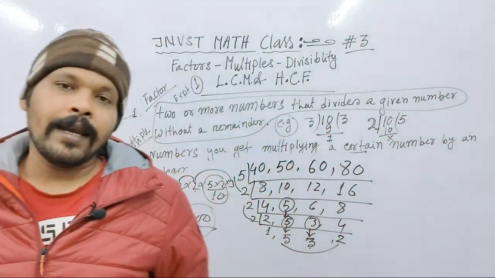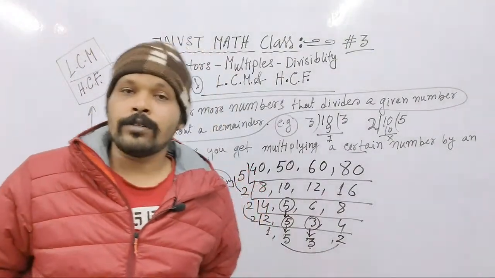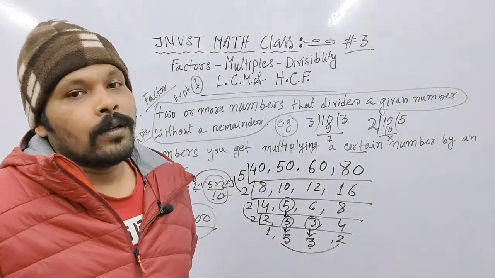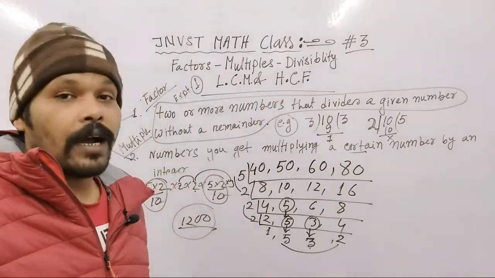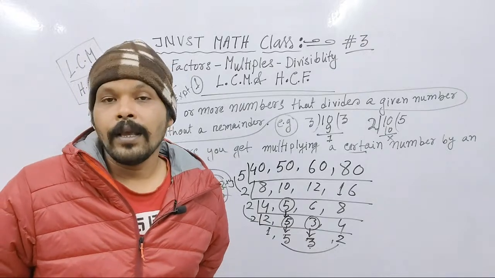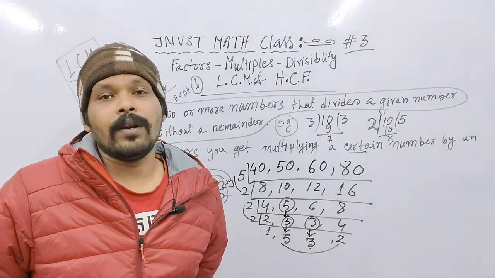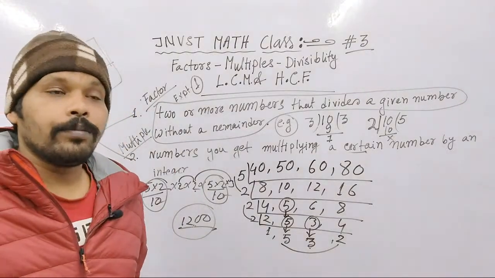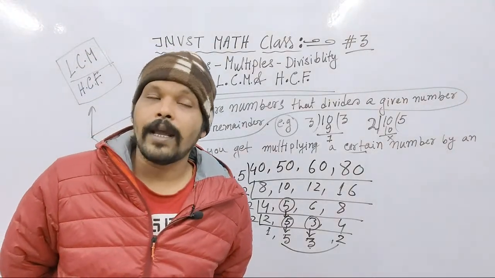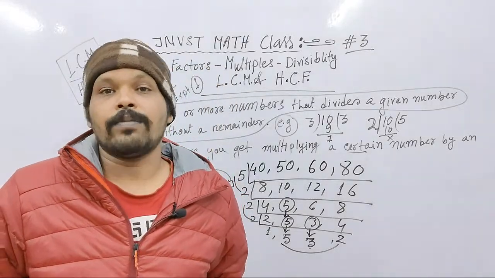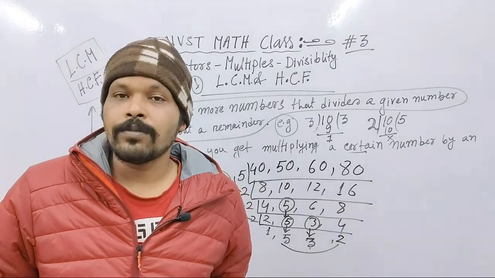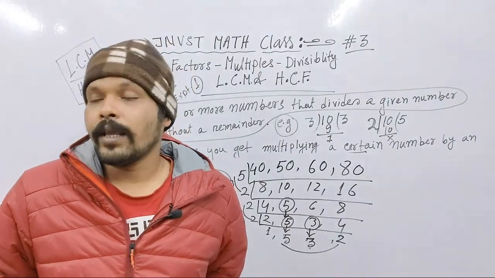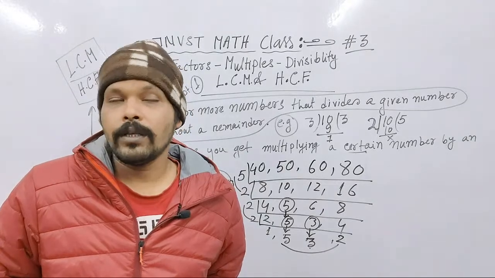So LCM and HCF and factors and multiples and common factors and common multiples. These six terms we have discussed today, and after that there are so many problems we have to solve, and we have to get the proper idea of this chapter. This chapter is very important, and also this chapter is very vast. There are more than 200 problems in our book, but our book is in Bengali. The English book is not available nowadays.